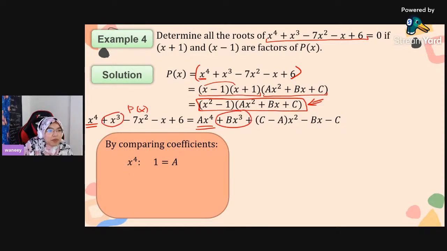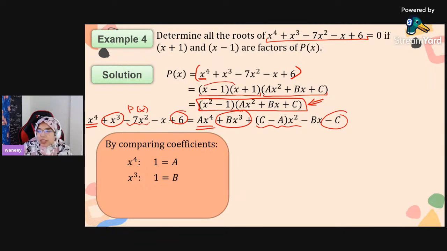This is positive b. So when you compare for x cubed, you can easily see that the coefficient of x cubed on the left is 1. The coefficient of x cubed on the right is b. Therefore, 1 must be equal to b. And then we just need to find another one, which is the c. So you can actually use x squared, or you can use the constant.